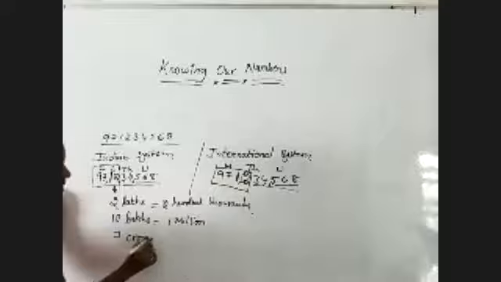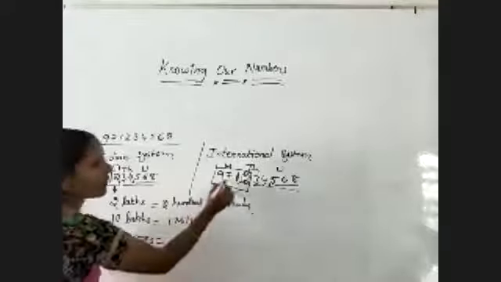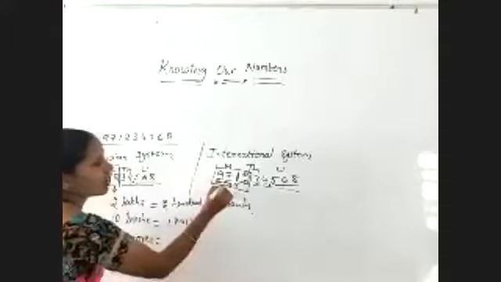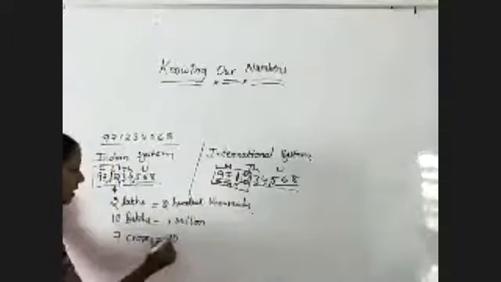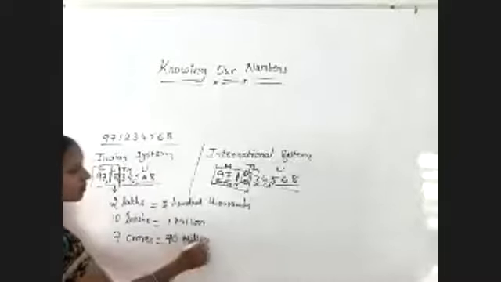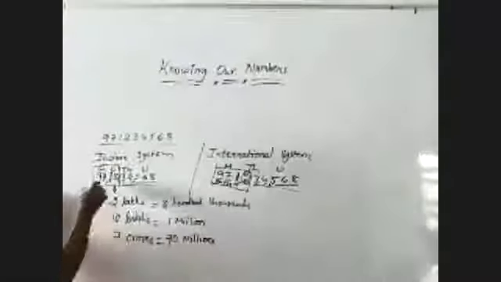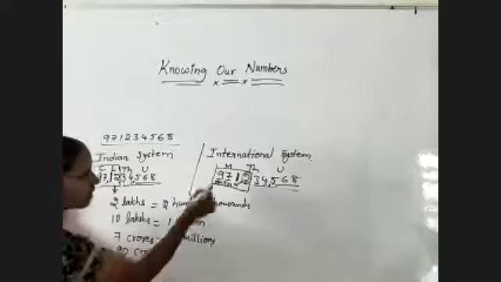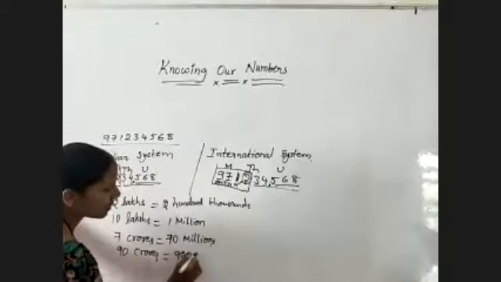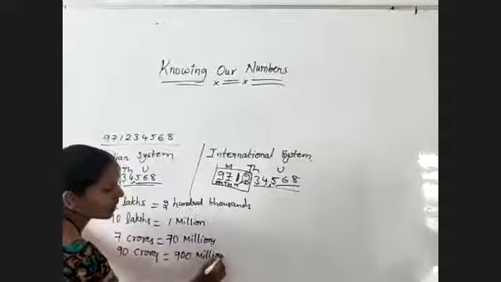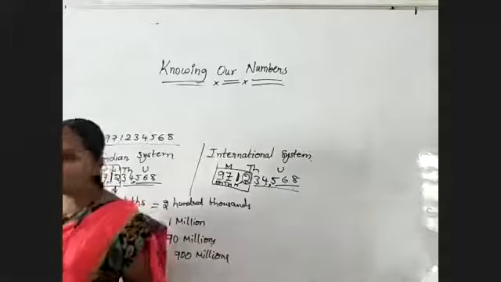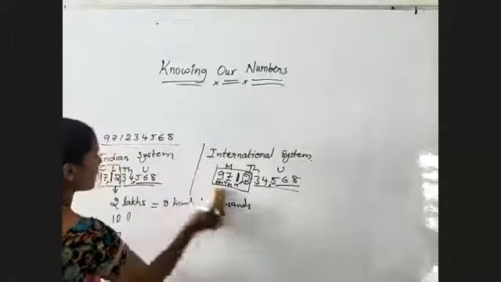7 is in the crores place. 7 crores is equal to 7 in the 10 million place, that is 70 million. And coming to 9, 9 is in the 10 crores place. So 90 crores is equal to 900 million. This is only for this number I am explaining. Now take the place value system and observe the relation. We will understand very easily.